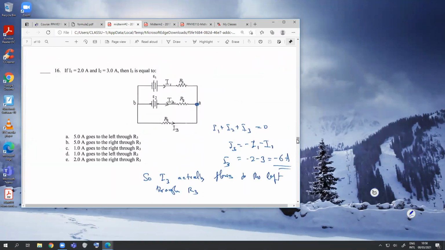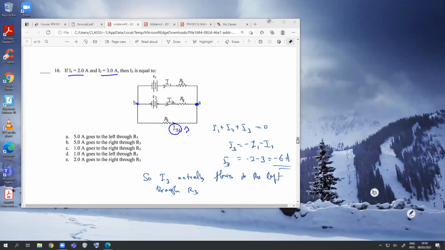So number 16, we have this circuit, and the current I1 is given, I2 is given. You are asked to find what is I3. This is an example for applying the junction rule. You can either choose this junction A or the B, it doesn't matter, it will give the same answer.